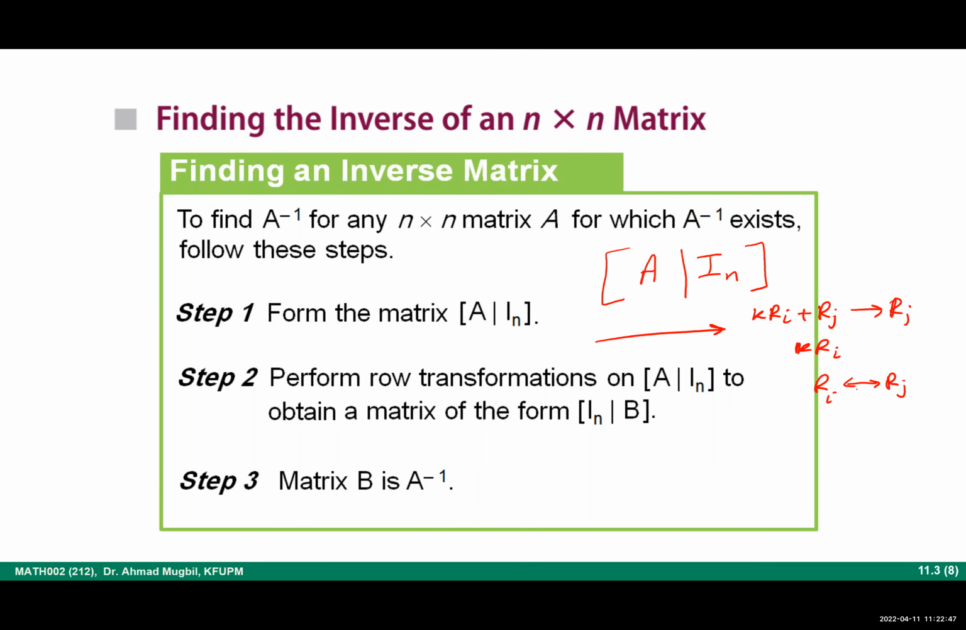We will keep doing them until we have the reduced row echelon form. What is that? We will have the identity matrix here on the left, and what we will have here on the right will be a matrix. This matrix that will be here is the inverse of A.